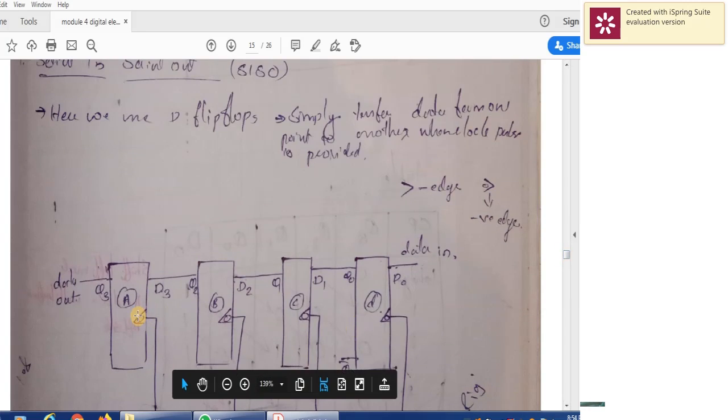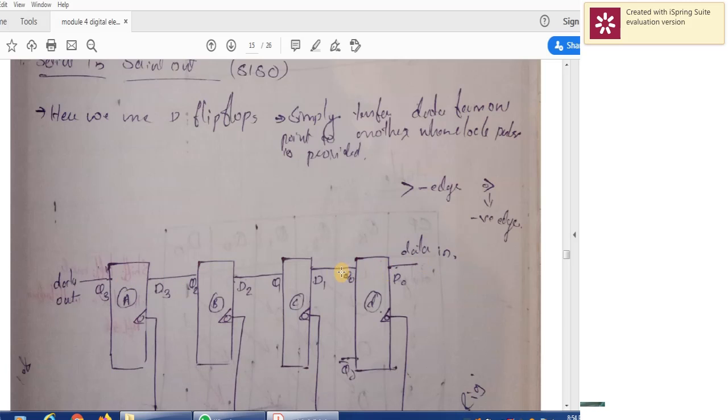Here we are using 4 flip-flops. 4 D flip-flops are given. So this is the input, so it is connected in this direction. So this is the input and this is the output. For this flip-flop, this is the input and this is the output. This is D1 input, Q1 output, D2 input, Q2 output, D3 and Q3.